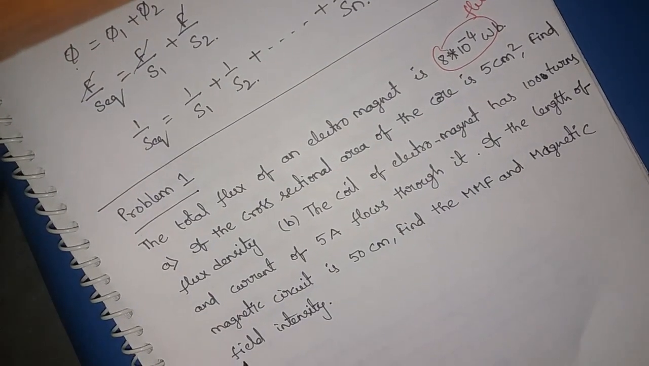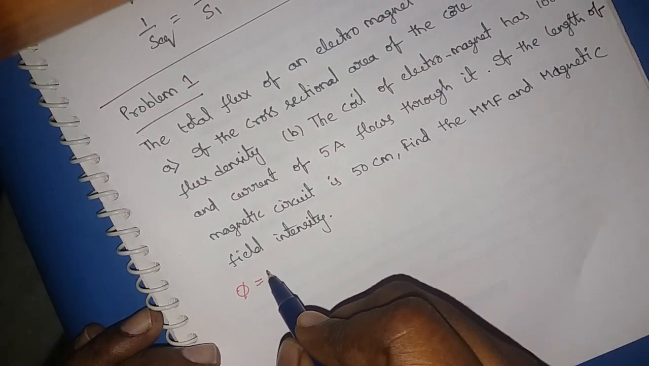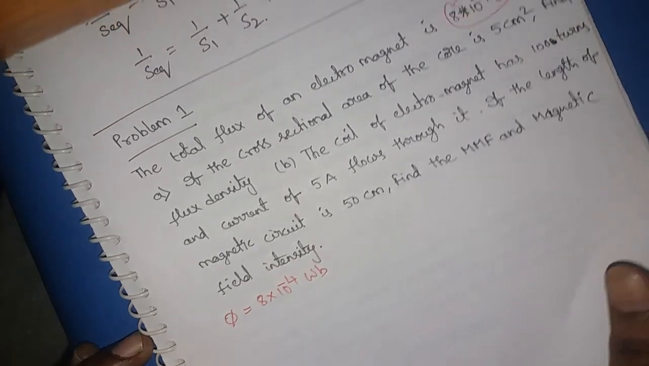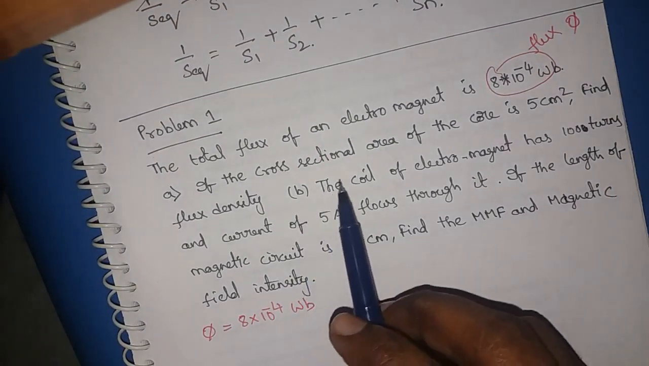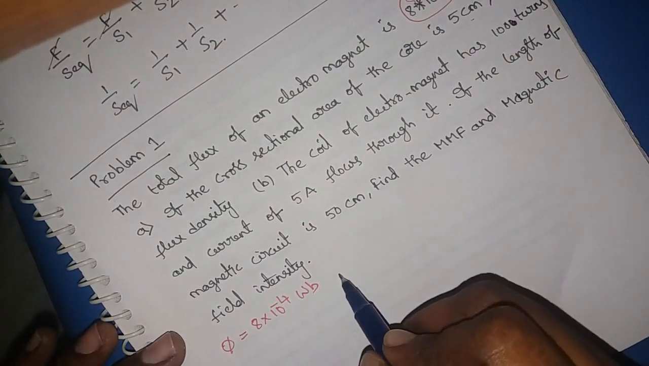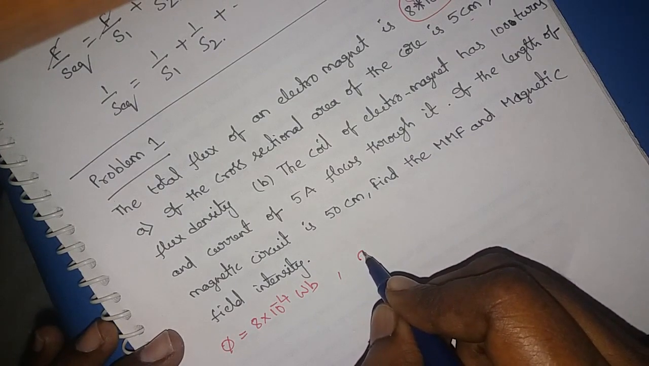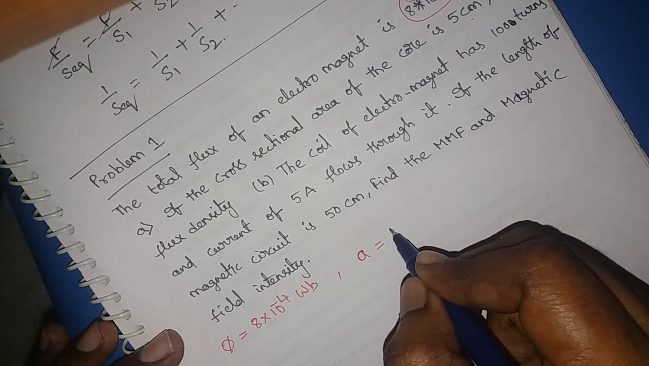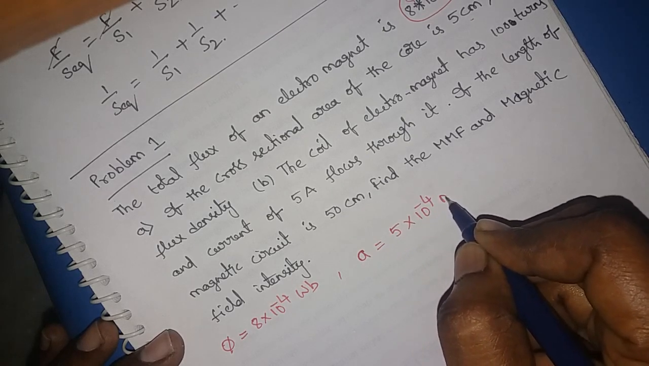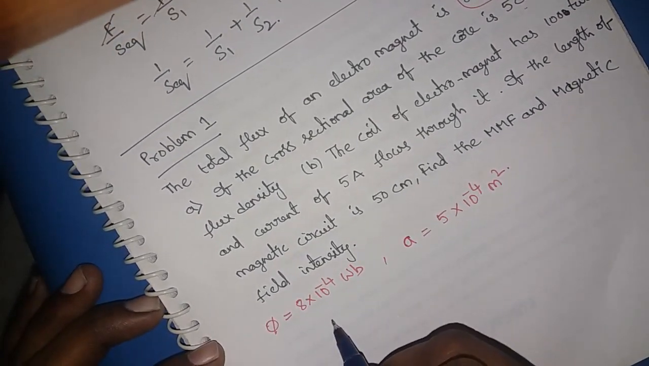Flux phi is given. So here I am writing the value of phi. Phi is equal to 8 into 10 power minus 4 Webers. Next, if the cross sectional area of the core is 5 centimeters square, that means he has given capital A or small a, cross sectional area, 5 into 10 power minus 4 meter square. Find flux density B.